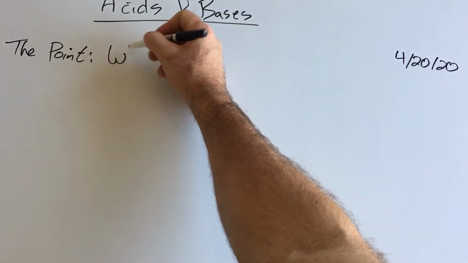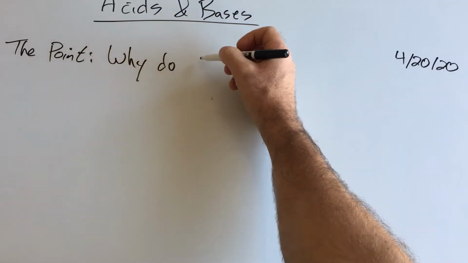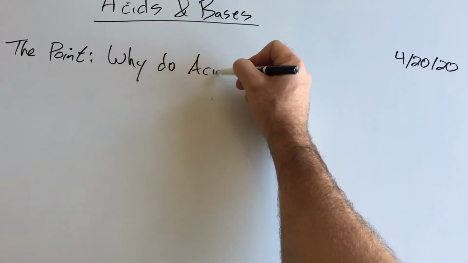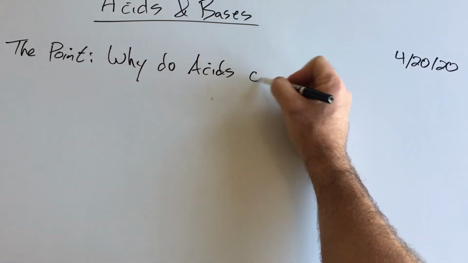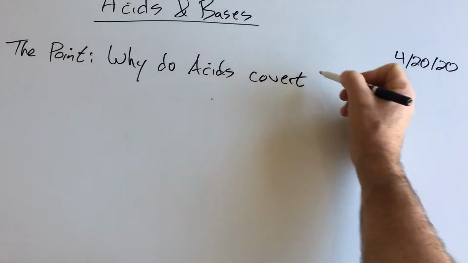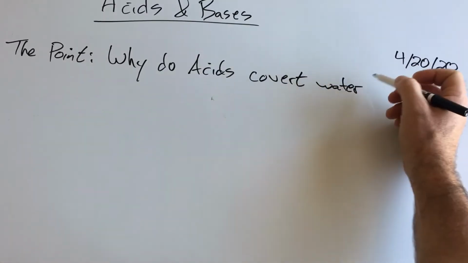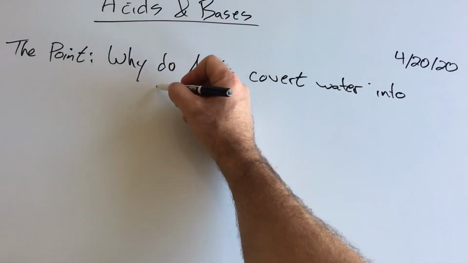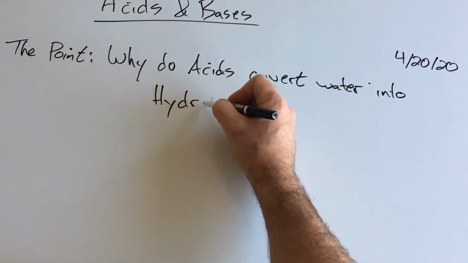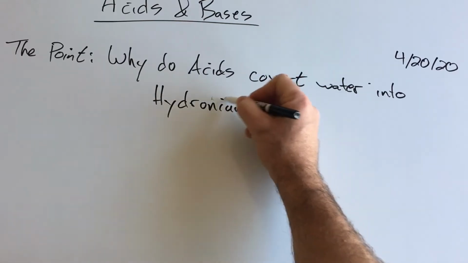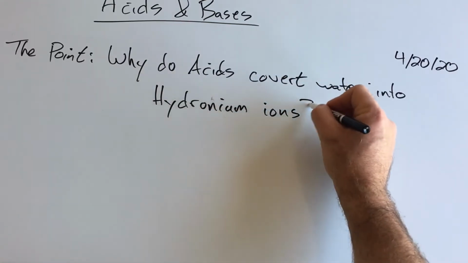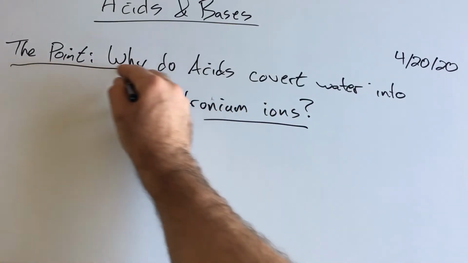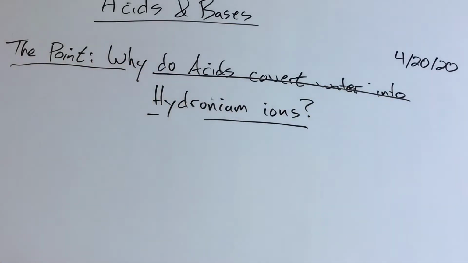And why do acids convert water into hydronium ions? It's supposed to be underlined, not crossed out. There it is. I'm not refilming for that.